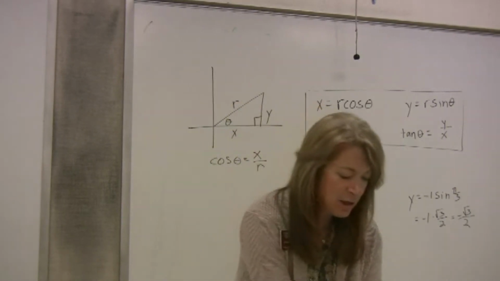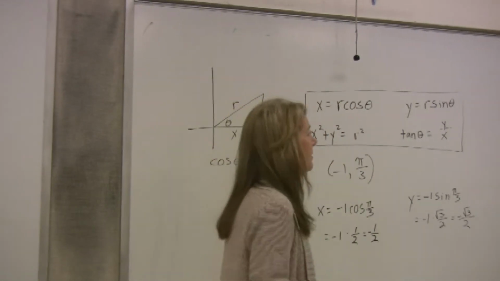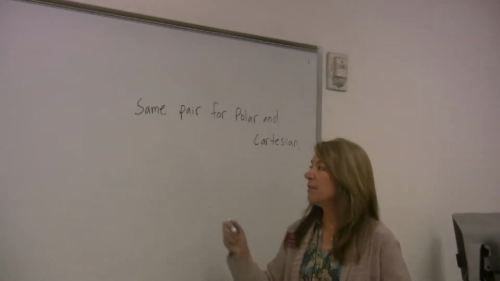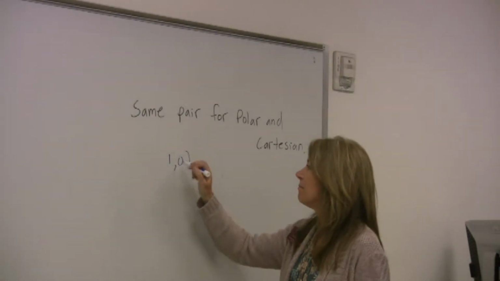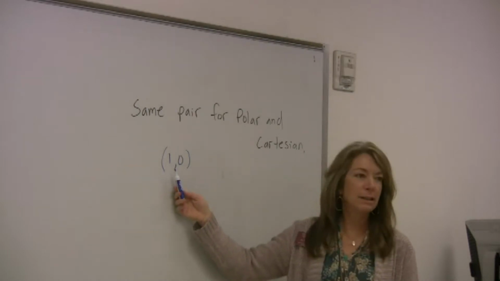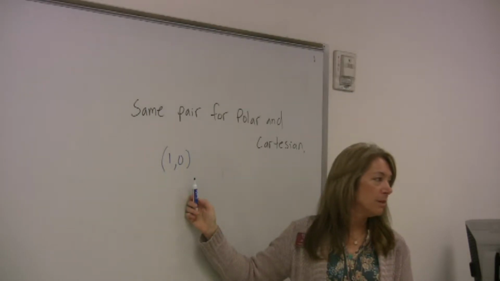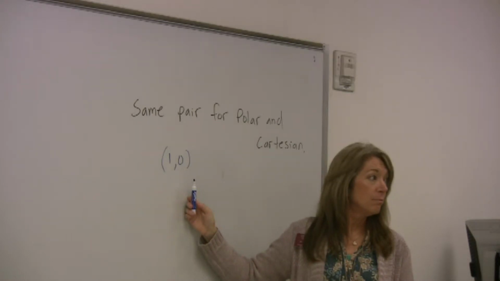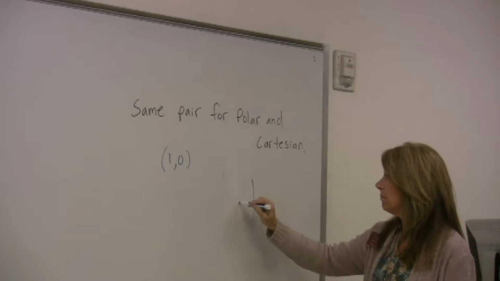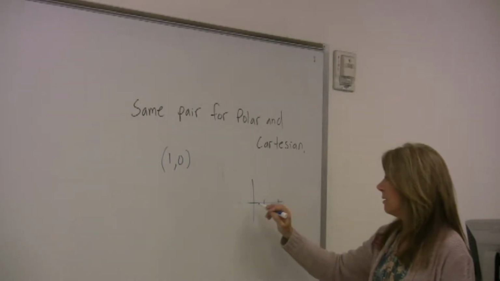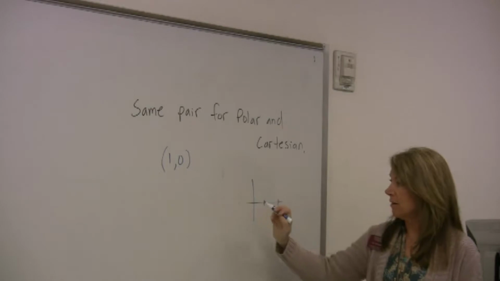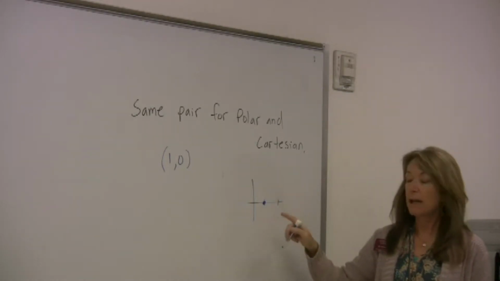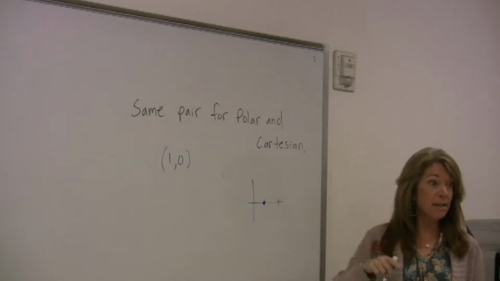Polar coordinates continued. Did anybody come up with the same ordered pair? 1, 0, he says? If r equals 1 and theta equals 0, is that the same as x equals 1 and y equals 0? So theta equals 0 means I'm looking in this direction. I'm going to go out 1, so I'm here. It's also x equals 1, y equals 0. So yeah, that's a good one.